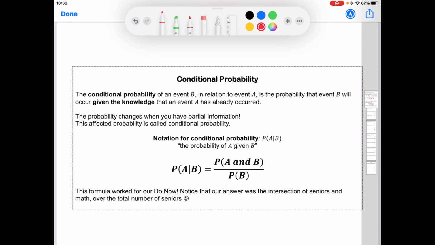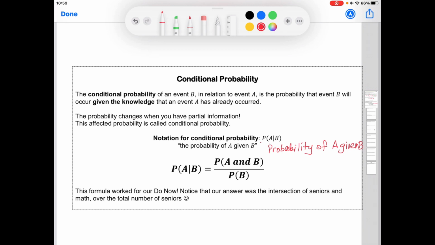The conditional probability of an event B in relation to event A is the probability that event B will occur given the knowledge that the event A has already occurred. Okay, the probability changes when you have partial information. This affected probability is called conditional probability. First of all, let's talk about the notation. This is read as probability of A given B. I'm going to write that out. Probability of A, given, that line is read as given, B.